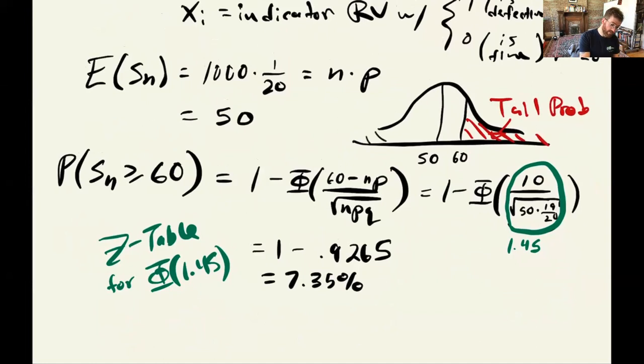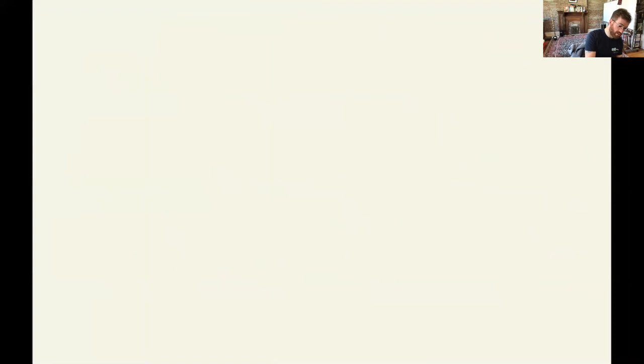And again, this area to the left here is computed by computing phi of 1.45, because I'm looking at the probability of seeing something that occurs less than 1.45 standard deviations above the mean of 50. All right. So let's continue with our story.